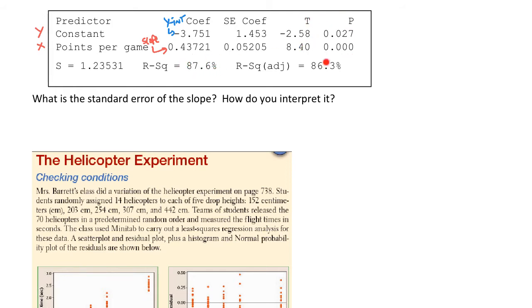Now this T and P are going to be related to significance tests. This P value is 0. It means the significance test of whatever I'd be testing here would be significant, but we'll get to that.